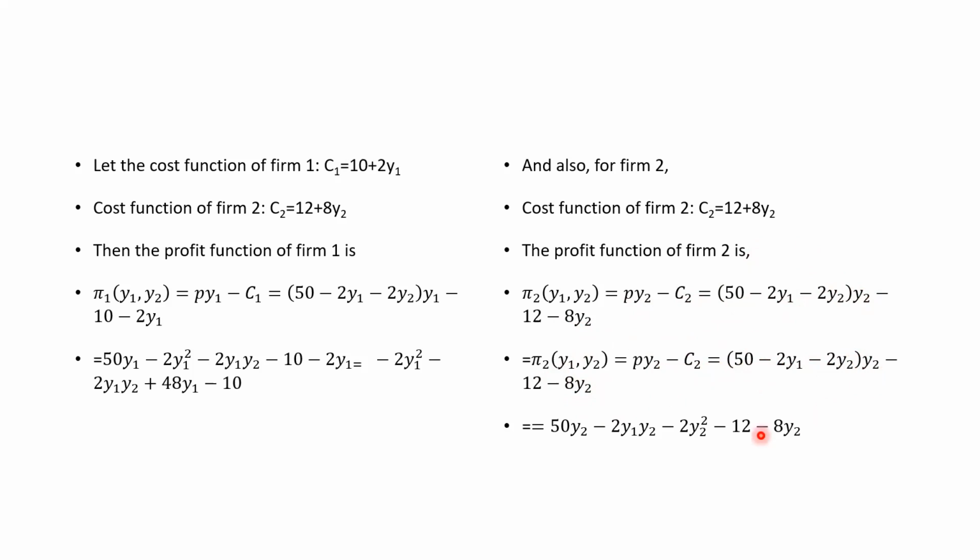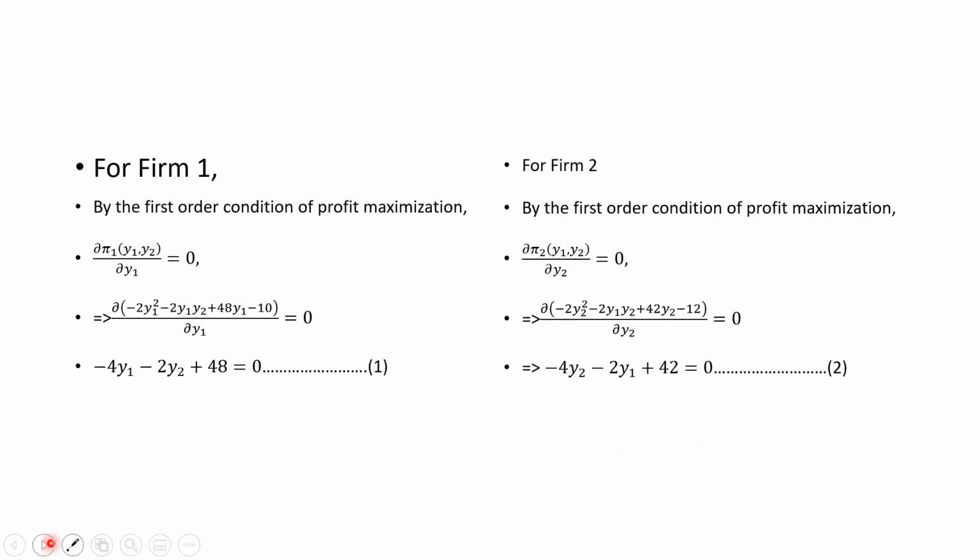You simplify this further, it becomes 50y2 minus 2y1y2 minus 2y2 square minus 12 minus 8y2. Okay, so you can even simplify this. 50y2 minus 8y2, you'll be left with 42y2. You can put this first: minus 2y2 square minus 2y1y2 plus 42y2 minus 12. Okay, I left one step.